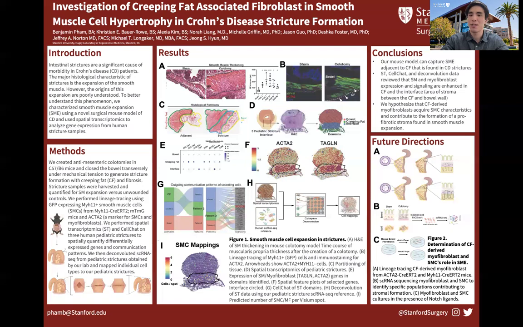So for our human tissue samples, we partitioned the tissue into 3 distinct regions. These regions being bowel, creeping fat, and interface. We define the interface as the wide area of stroma between the creeping fat and the bowel.